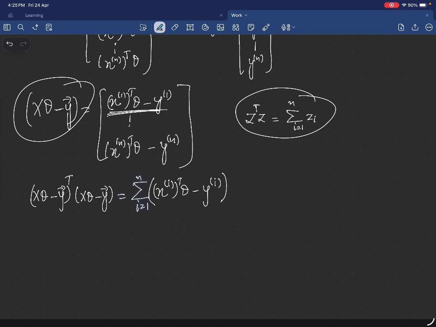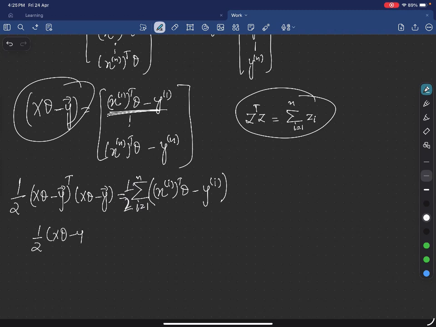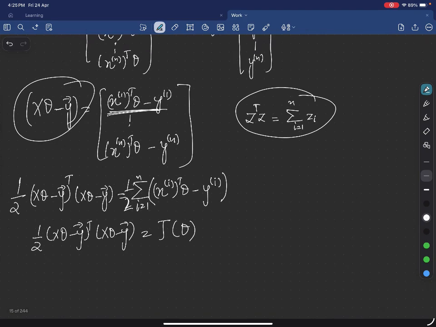And if you multiply by 1 by 2 from both sides, now you can see this expression looks similar. This is our J of theta. So we can write this expression as half of (X theta minus y) transpose (X theta minus y) equals J of theta. Now we have transformed our cost function into its matrix form.